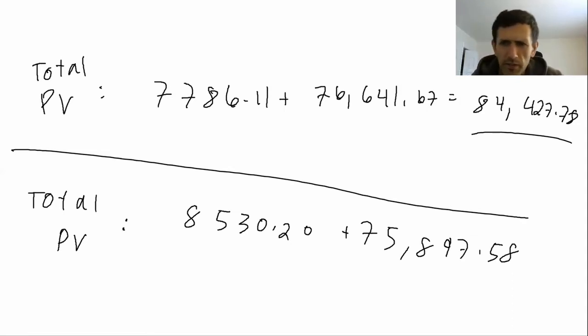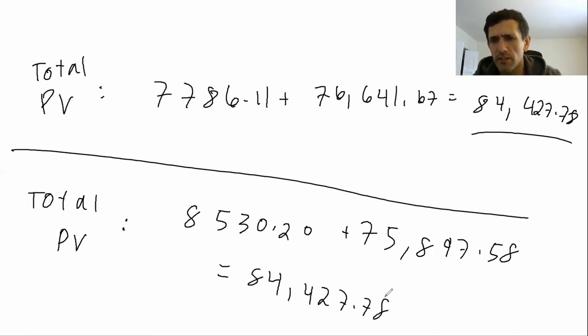I'll just re-enter it, 8,530.2 plus 75,897.58. And we get the same answer, 884,427 and 78 cents. Okay, so it checks out.